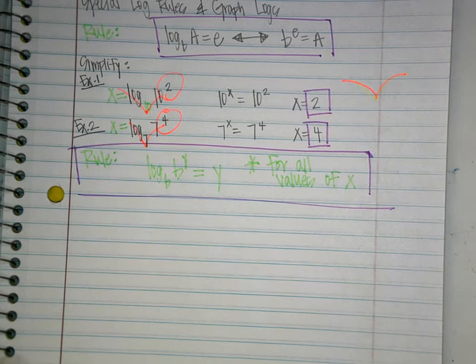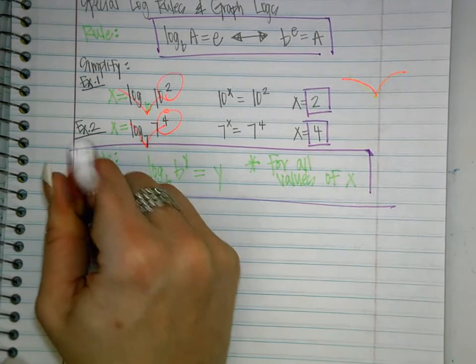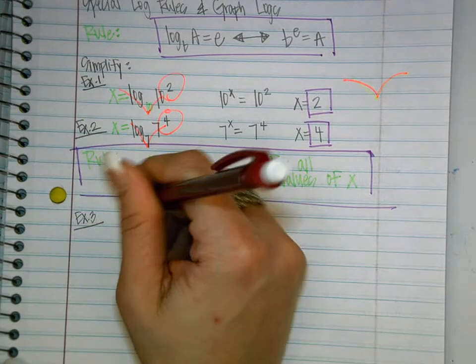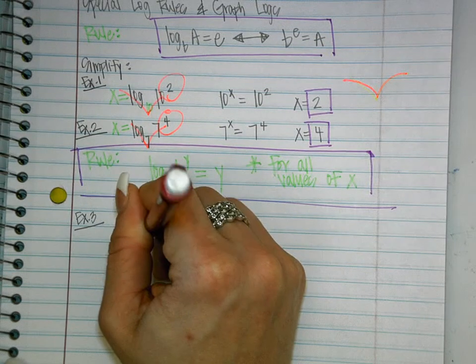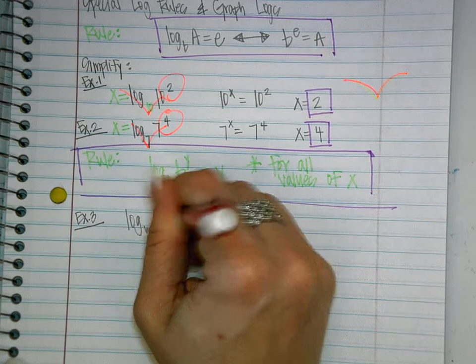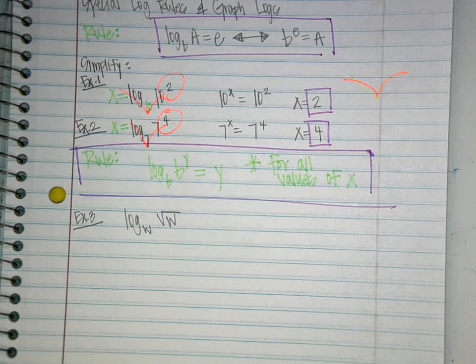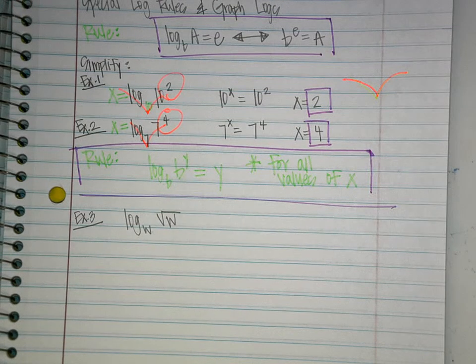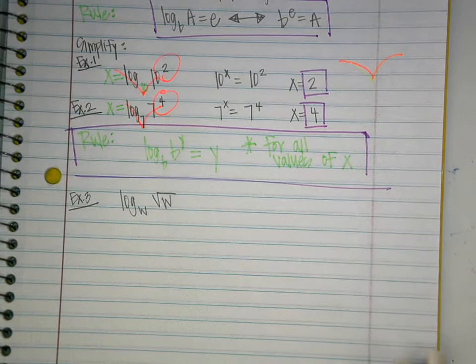Try another one. For number 3, I would like you to solve log base w of root w. Log base w of radical w.